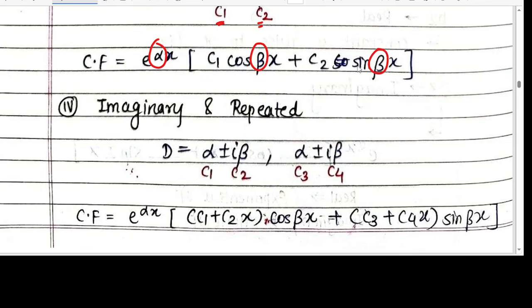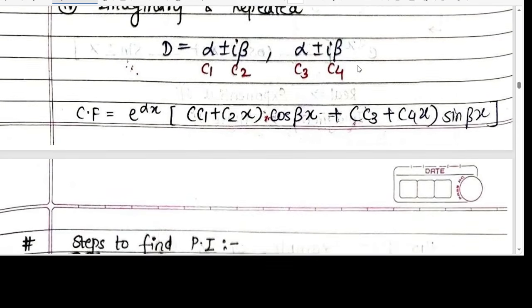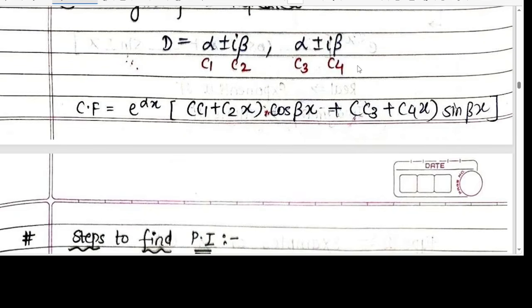And the last case is, suppose the roots are imaginary and repeated. I have considered here only a root which is imaginary and repeated. So here e raised to alpha x, alpha is the same, right? Beta is there, the root is repeated, so we have to write c1 plus c2x cos beta x plus c3 plus c4x sin beta x.